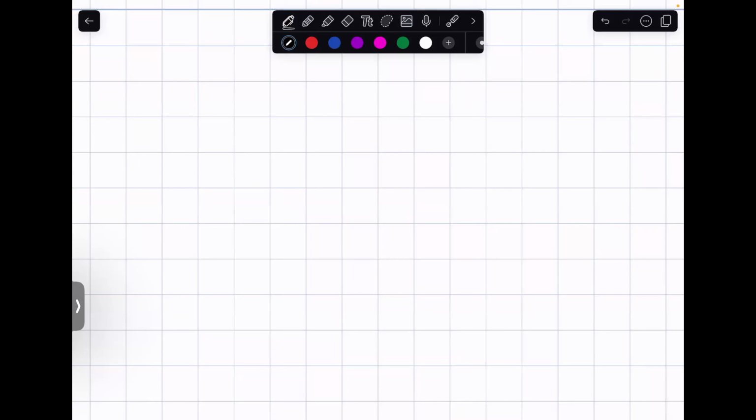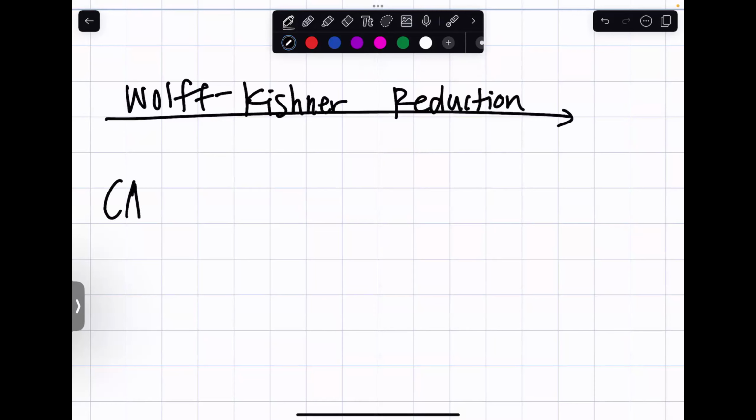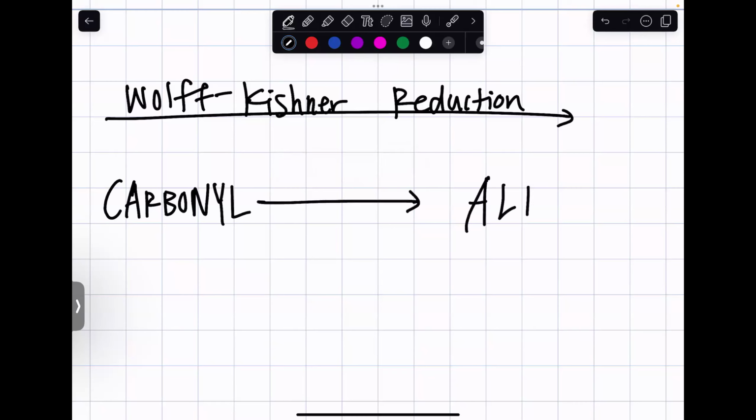But the mechanism is pretty long, right? No, no, just like the main part. The main part, okay, and then figuring out what to do from there. Right. Yeah. So Wolff-Kishner reduction. This is a reduction reaction. So for this reaction, you're gonna have a carbonyl that goes down to an alkane.